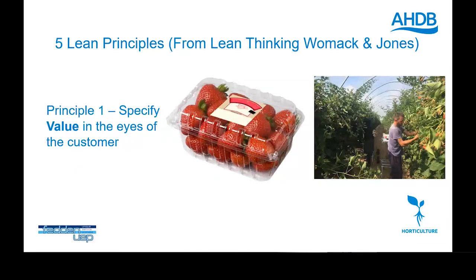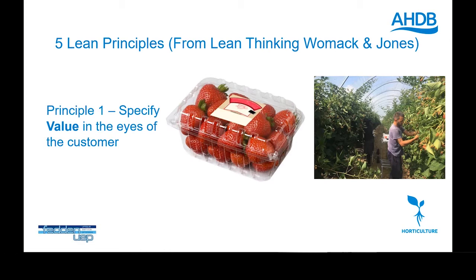So I'm going to take you through these five lean principles from Womack and Jones, and we'll probably get through those and then we'll have a 5-minute break. So the five principles are, the first one is about value. So principle one is being really clear about what is the value in the eyes of the customer. So really understanding what the customer wants.